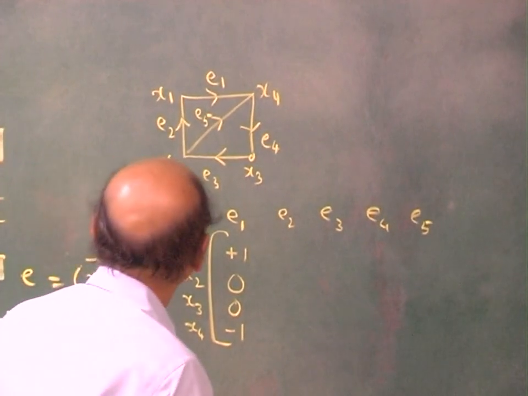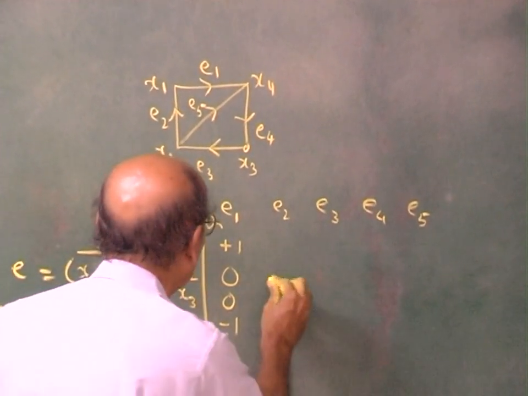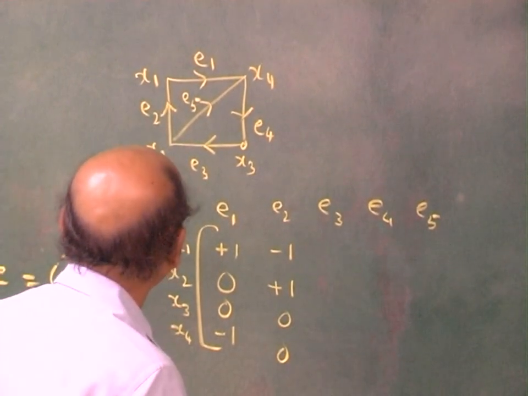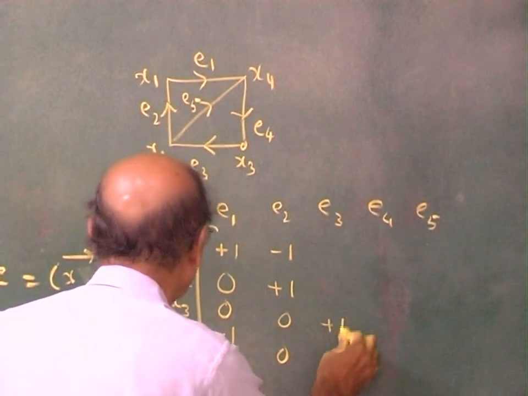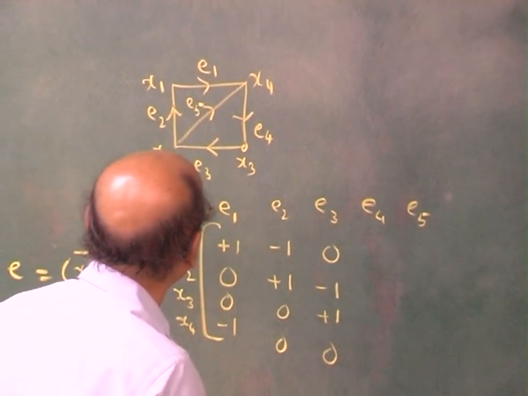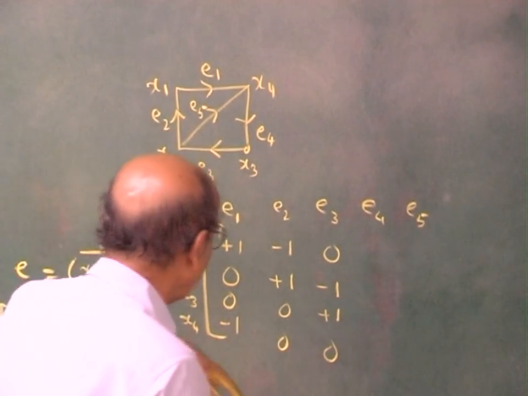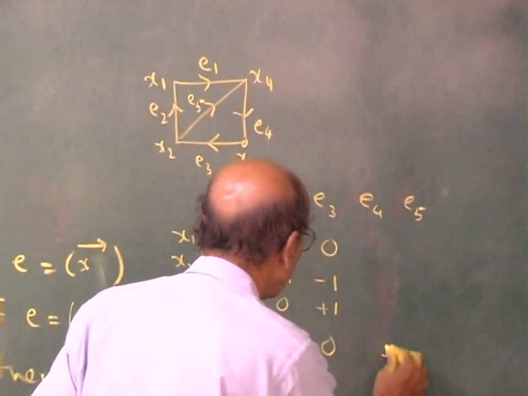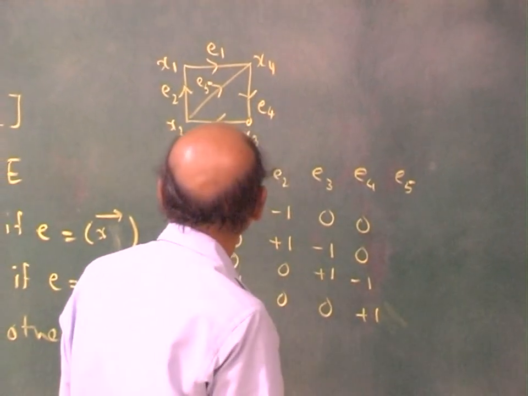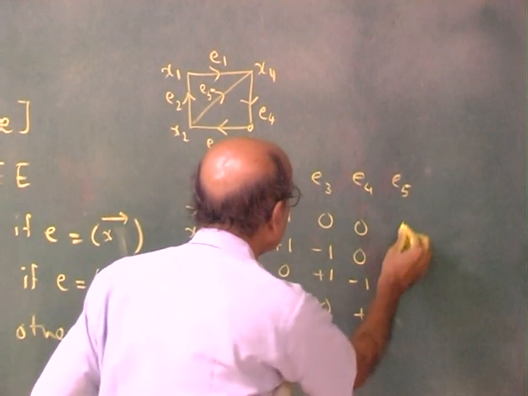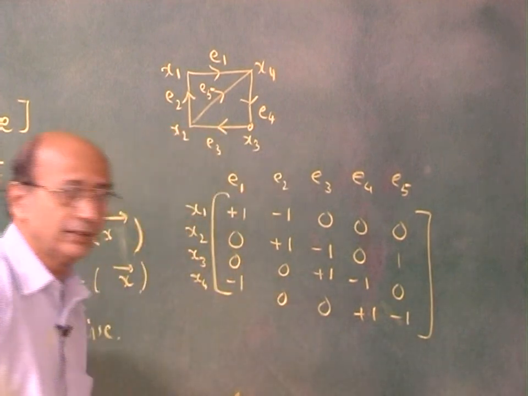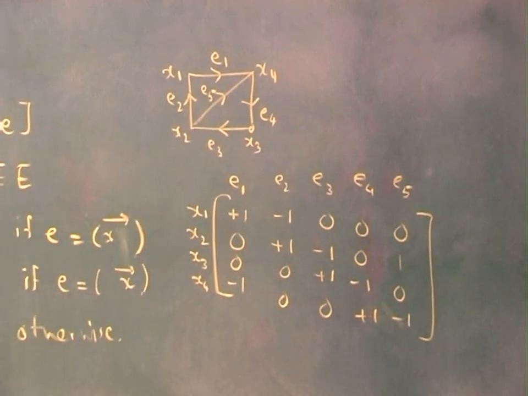Next, E2 goes from x2 to x1, therefore you put a plus 1 there, minus 1 there, put zeros everywhere else. E3 goes from x3 to x2, therefore you put a plus 1 here, minus 1 here, zeros everywhere else. E4 goes from x4 to x3, so you put a plus 1 here, minus 1 here, zeros. E5 goes from x2 to x4. So this is the incidence matrix.